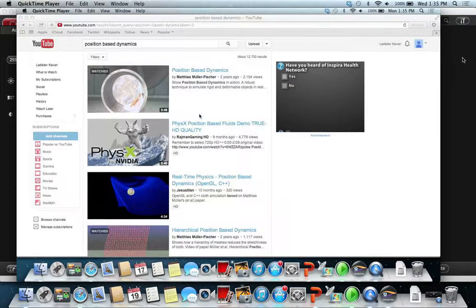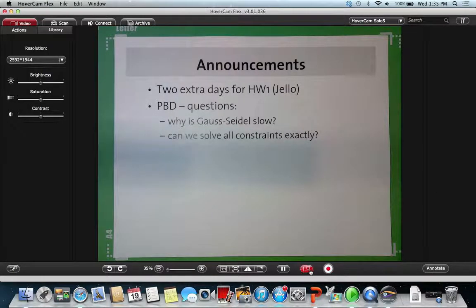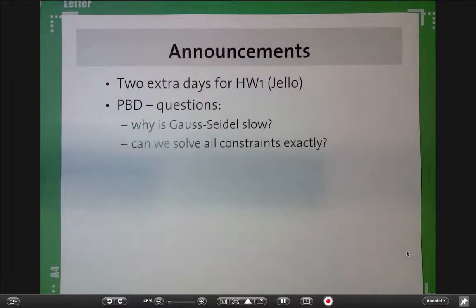So before we start with shape matching, I wanted to make just one announcement and a few remarks regarding what we talked about before. There was apparently some bug with the loading script for the Jello homework, as you might have noticed. So we decided to give you two extra days, so the deadline will not be today as it was supposed to be, but on Friday instead.